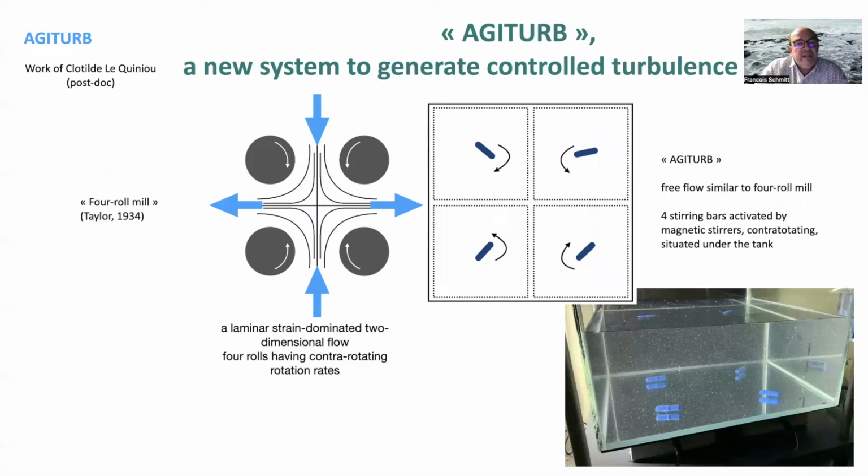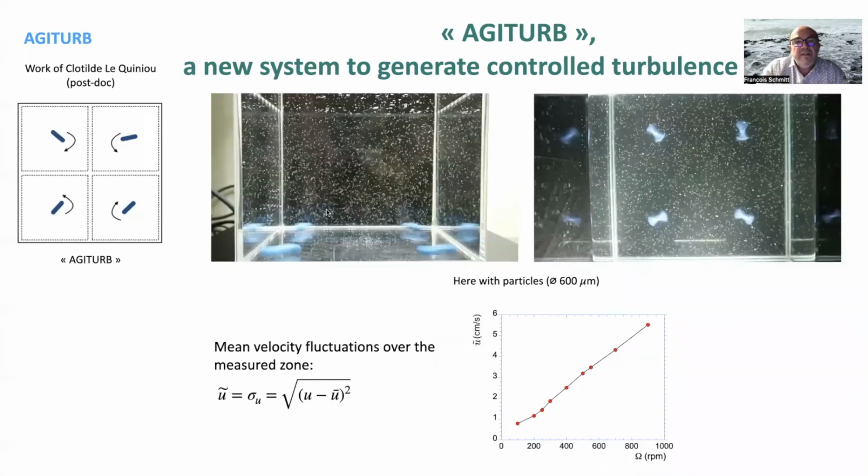We have been inspired by a system called the Four-Roll Mill, which was proposed by Taylor in 1934, which is a laminar, strain-dominated two-dimensional flow where you have compression zones and extension. We have not done exactly the same system, but we have proposed something similar. We have a cubic tank, and below it we put four stirring bars activated by magnetic stirrers. They are contra-rotating and situated under the tank. We call this system Agiturb, and it's an easy system which is able to generate controlled turbulence.